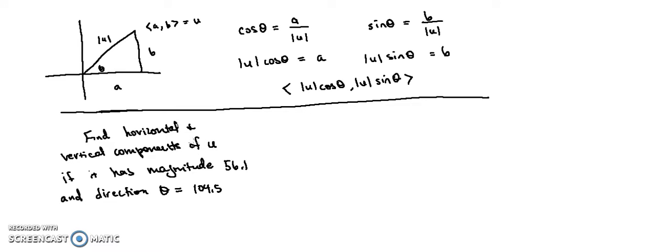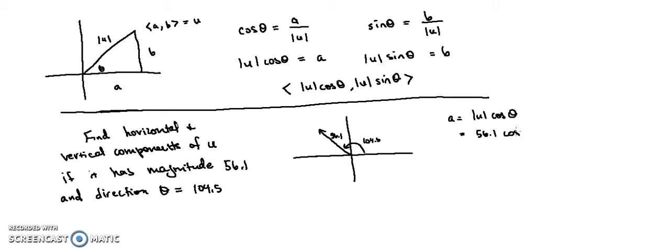Okay, so the horizontal and vertical components. So we can draw a picture if you like. You actually don't really need a picture for this one because it'll just work out. Okay, so there's our theta, 104.5, and our magnitude right here is 56.1. Okay, so A is going to be equal to magnitude u cosine theta, and we're given that. So the magnitude is 56.1, and theta is 104.5.